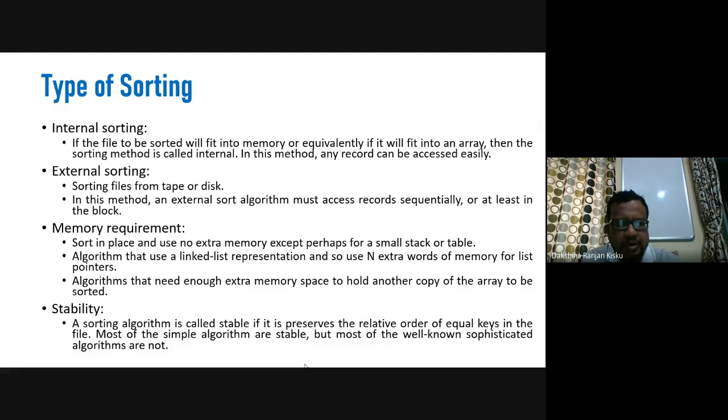Then, what about the stability of sorting algorithms? A sorting algorithm is called stable if it preserves the relative order of equal keys in the file. That means if the sorting algorithm preserves the relative order of equal keys in the file, then it is called a stable sorting algorithm. Most of the simple algorithms are stable, but most of the well-known sophisticated algorithms are not stable.